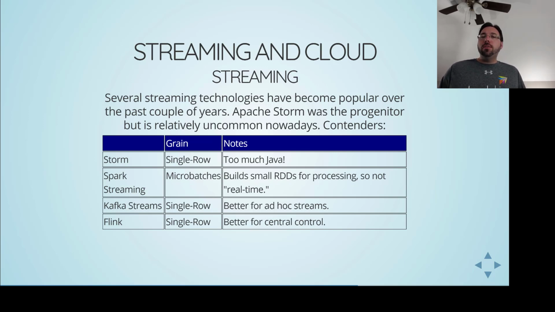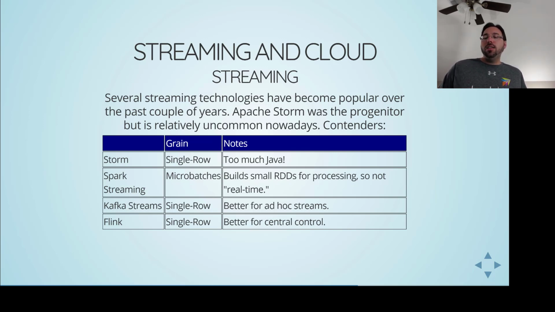If you do want something closer to real time, look at Kafka Streams or Apache Flink. Both of those are top-level projects. They're both very interesting solutions. Kafka Streams is a part of Kafka, and Apache Flink lives on its own. They're both single-row, real-time processing engines.